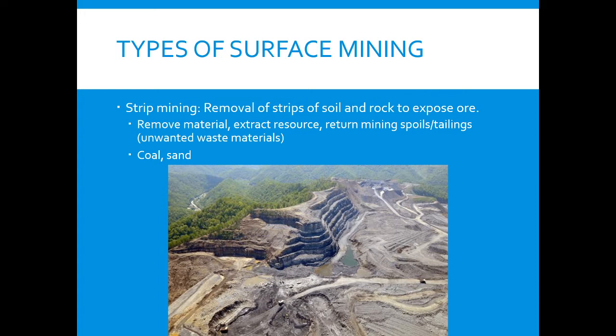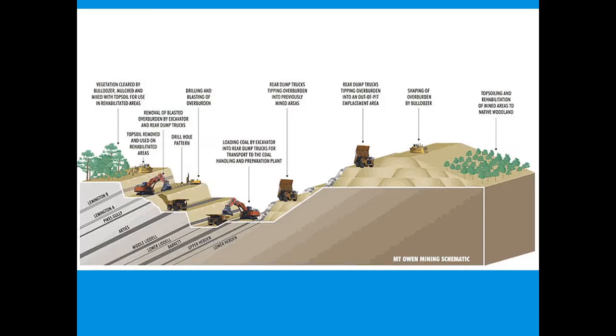So when we talk about surface mining, there's actually a couple methods. One is strip mining, where you essentially remove huge strips of soil and rock to expose ore. The idea of strip mining is that the ore that you're looking for is not very deep. You remove the material, you extract the resource, and then you return the mining spoils or tailings, which are unwanted waste materials. So one of those terms from that last slide, tailings, are just the unwanted waste materials. This is the primary method for getting coal and slag. So this is an example of strip mining, where you start at one length and you work your way down, trying to get those resources that are closer to the surface.